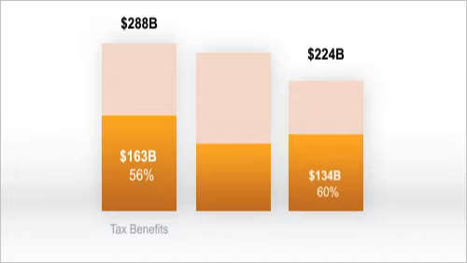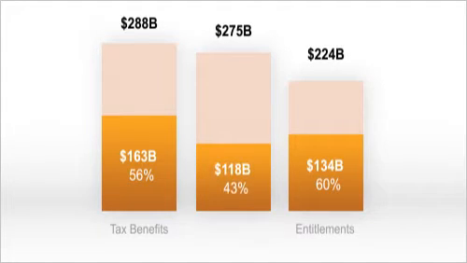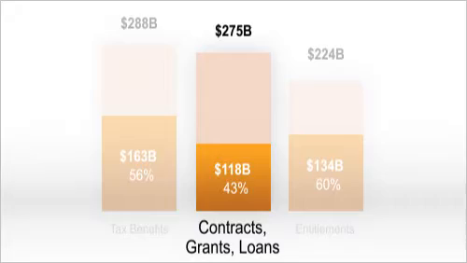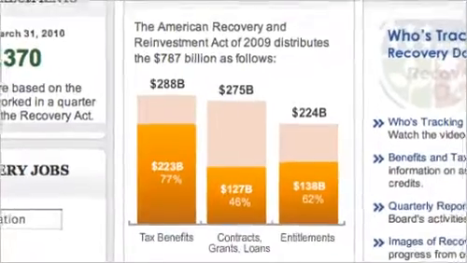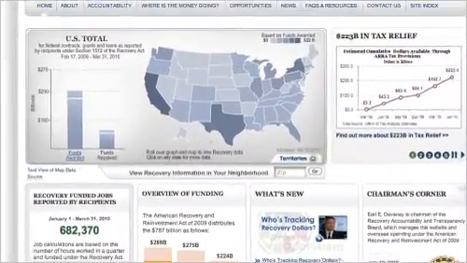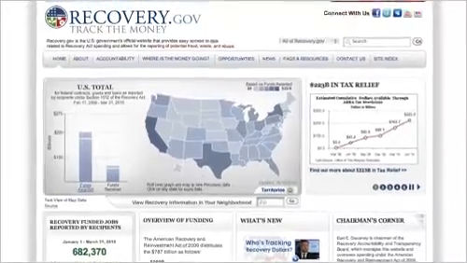The $787 billion is dispersed in three ways: $288 billion in tax benefits, $224 billion in entitlements, which are direct payments to individuals, such as Social Security, and $275 billion in federal contract, grant, and loan awards. For our purposes, we are going to focus only on the $275 billion in contract, grant, and loan awards to recipients. For the majority of federal contracts, businesses, organizations, individuals, and other entities participate in a competitive bidding process.